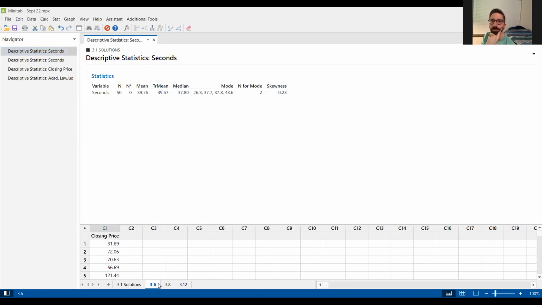All right, so let's go back to the closing price one here. There's no mode, significant skewness. Now tell me, in this particular case, is it left skewed or right skewed? Right. It's a positive number, so it's right skewed, and yet we're seeing the median bigger than the mean.